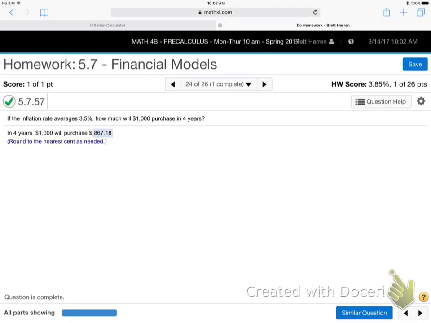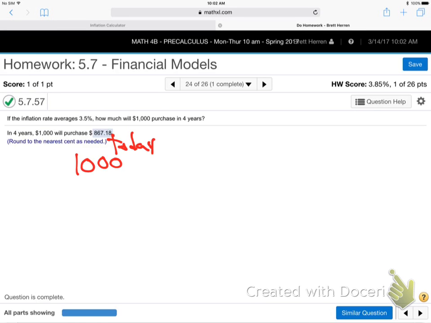When they're asking, how much will $1,000 purchase in 4 years? What that really means is, $1,000 today will buy less goods and services in 4 years. Well, how much less? We all know it's going to go down. They effectively said, with their little formula, you just take away 3.5% every year. That's not right. That's not what inflation does.